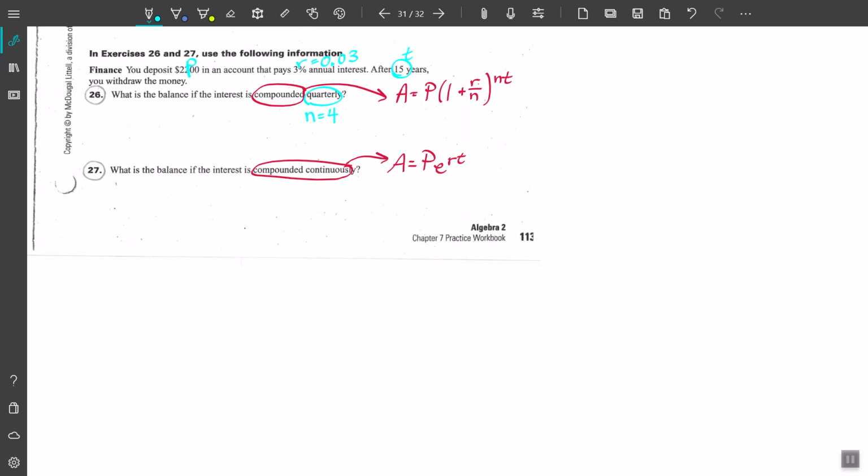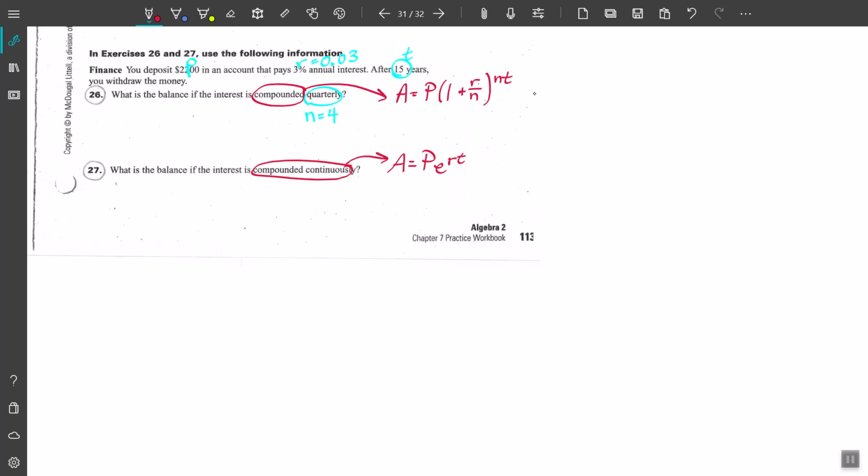That's different than 27 because in 27, it's saying, let's suppose you put the same principal in of 2,200. You have the same rate of 3%, so 0.03 as a decimal, and then your time is the same, 15 years, but it's continuously compounding, meaning it's compounding daily. And so it's going to be a different formula. It's a natural base formula. It's going to use e. The e stands for Euler's number, the natural base. And it's going to have a different formula. So we're going to figure out the difference between the two of them in this problem.